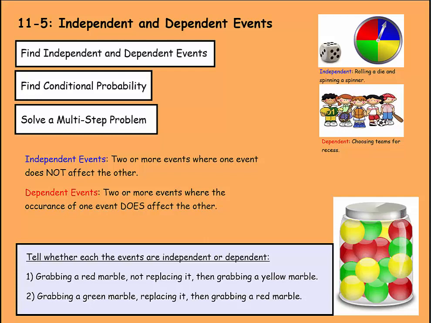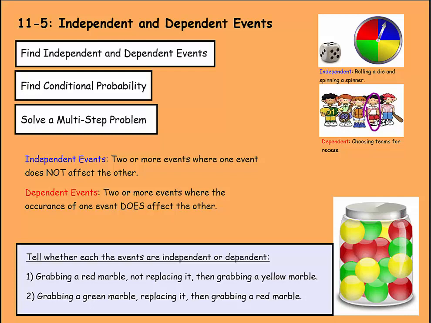So think of it this way. If you're choosing teams for recess and you have two captains, if the first captain chooses this person, well, the second captain can't choose that person. They can only choose one of the remaining four. So that first event of choosing her increases the probability that one of these other people will be picked the next one. Let's do a little practice with that.